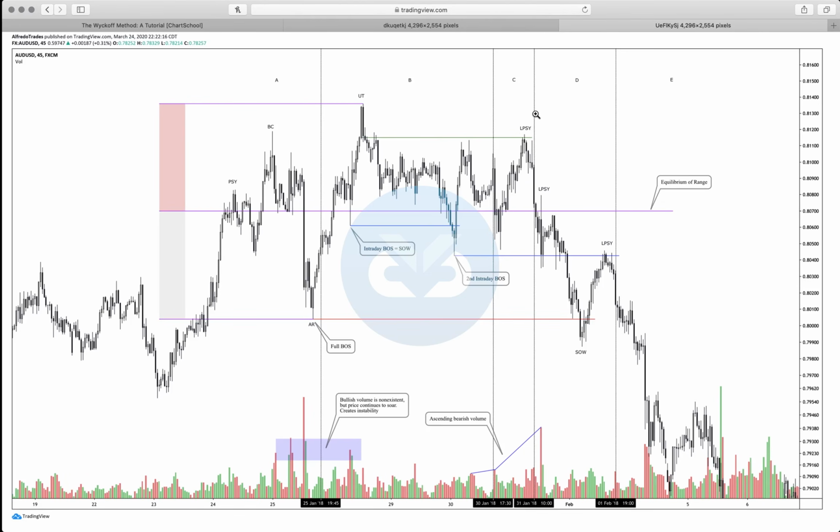LPSY formed in phase C, right? And then that's when you see your second SOW, LPSY, small pullback here, then the full break of structure here, and then the last LPSY before you finally fall.